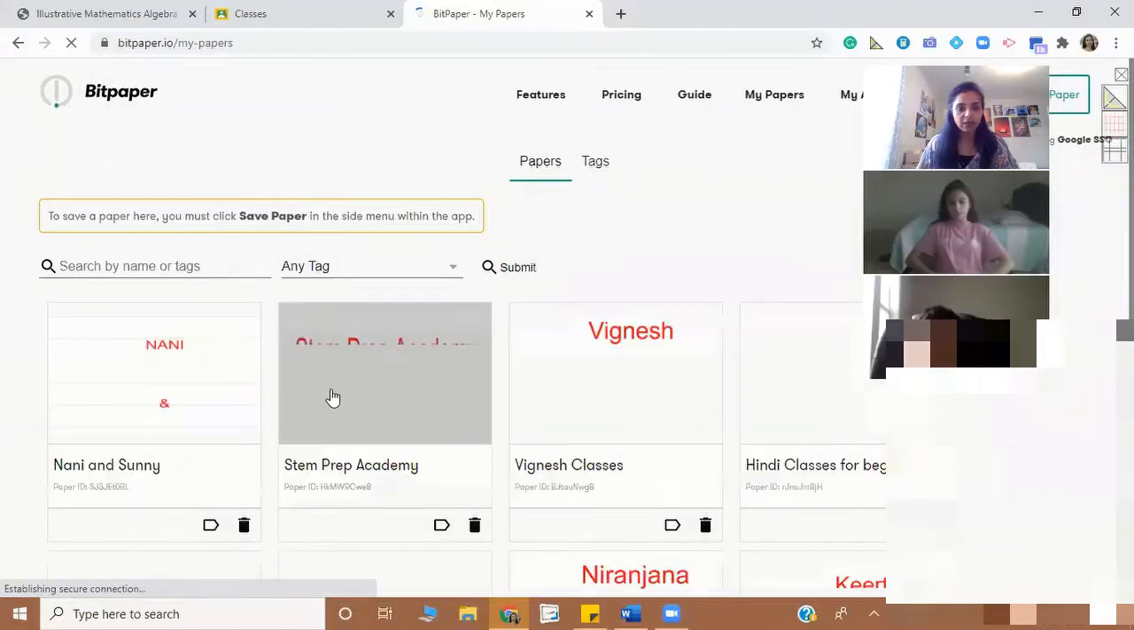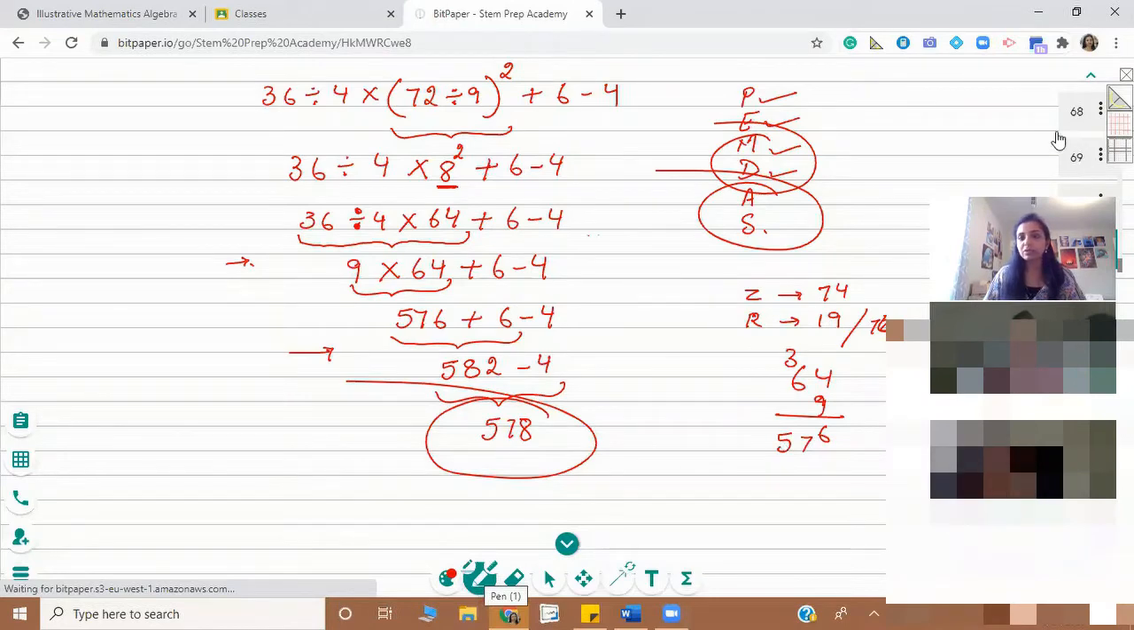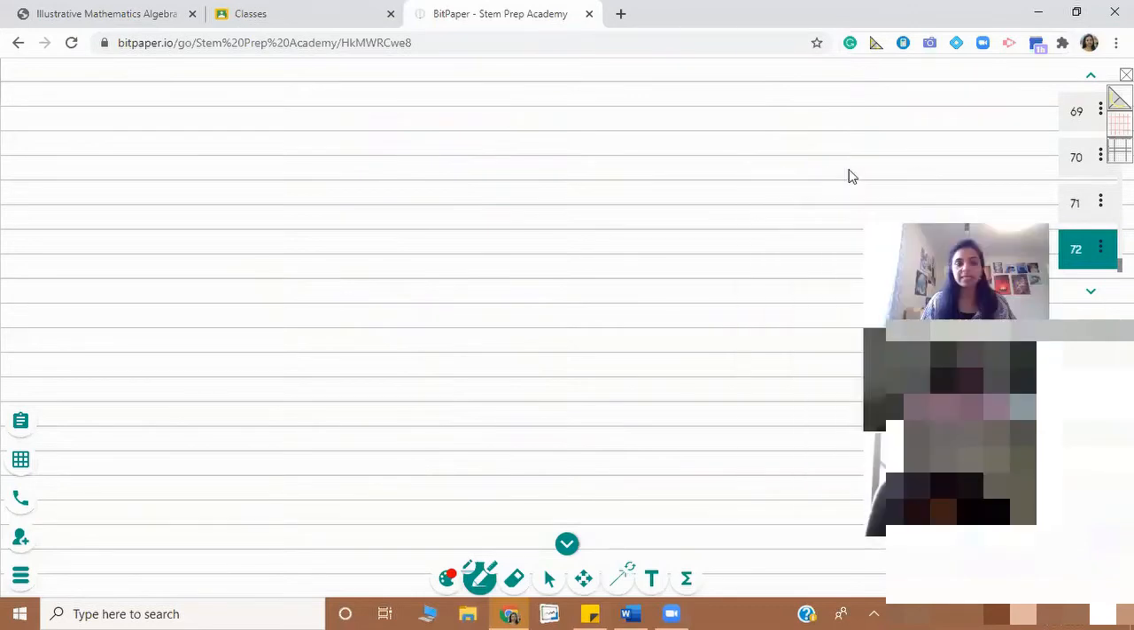I'm sharing my screen over here. Both of you are ready with paper and pen? Okay. So I will be writing the question over here. You both will be doing the same question. That will also help us practice and revise our PEMDAS, and then we will move forward on the difficult ones. Okay, let me just go to the next page. Today's one is this.